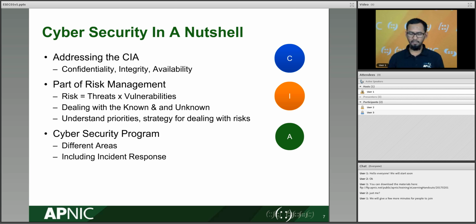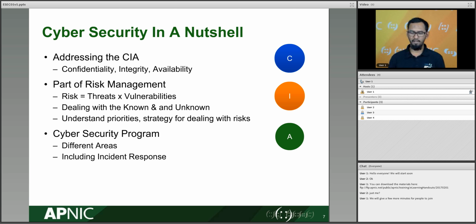Now, cybersecurity can also be seen as part of risk management. An organization that is operating has a lot of risk: financial risk, environmental risk, business risk. And for an organization that relies a lot on information technology, you have cybersecurity risk. So to deal with cybersecurity risk, you must understand what the threats are.